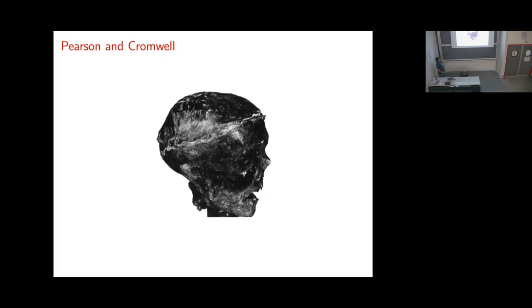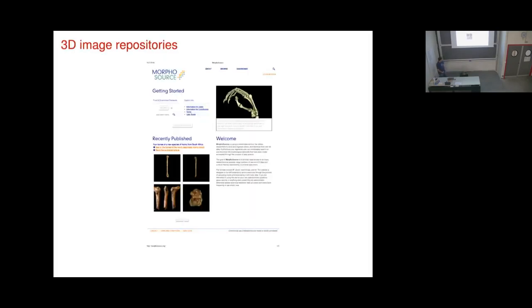Now, there's a paper by Karl Pearson where he used Kendall's shape space to try to figure out whether Cromwell's skull was really Cromwell's. And if you look at this paper, they had to do comparisons. And they did something which I know today no IRB would approve: they collected skulls of other prisoners that had been executed to do the comparisons.